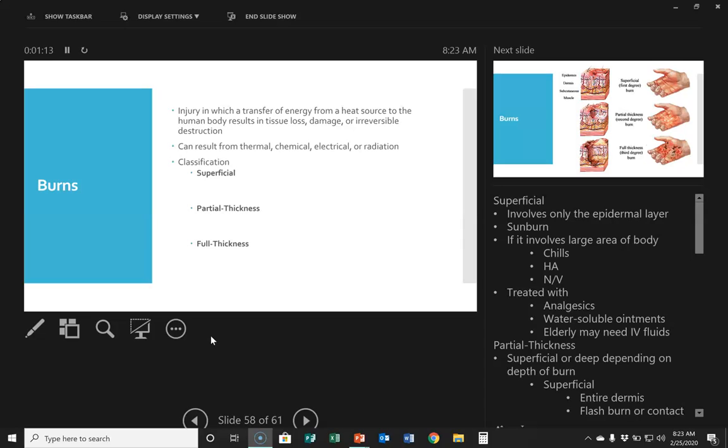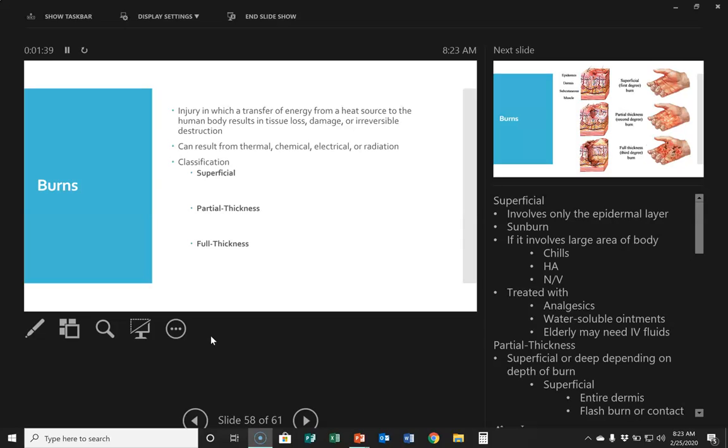Partial thickness, superficial or deep, depending on the depth of the burn. What is different about superficial and partial thickness is going to be blisters. Blisters are going to be seen with the partial thickness. It gets down into the entire dermal layer, so it's beyond that first layer. This is usually a flash burn with contact with something hot.